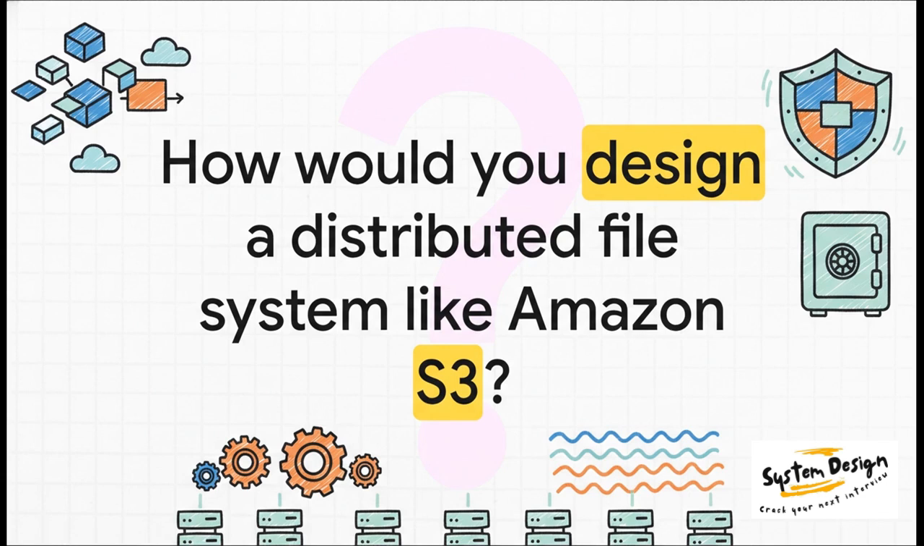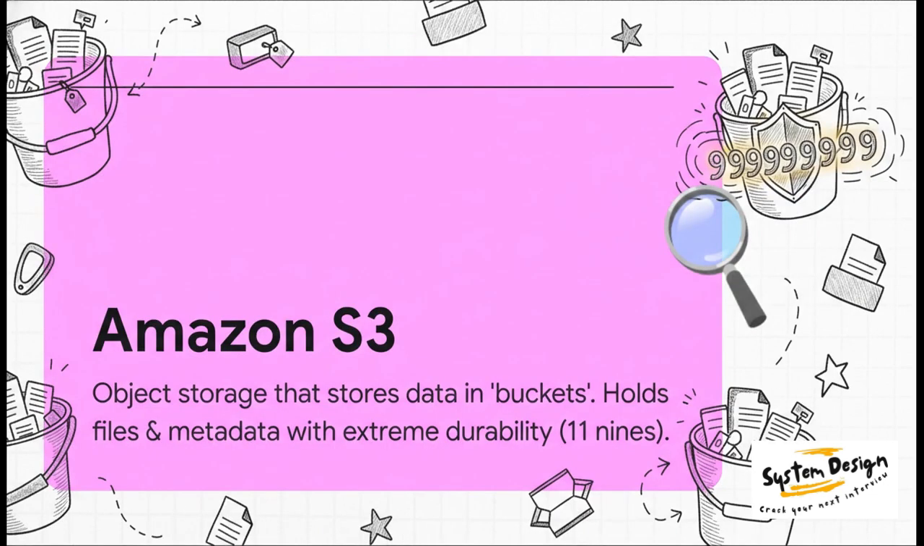Before we even think about drawing a single box on the whiteboard, let's make sure we're all on the same page. What exactly is Amazon S3? So, at its heart, S3 is just a giant object storage system. It doesn't really use folders in the traditional sense. Instead, you have these things called buckets that hold objects. And an object? It's just a file plus some extra info about it, metadata. The real kicker here, the thing everyone talks about, is its legendary durability. We're talking 11 nines of durability, which basically means your data is ridiculously, unbelievably safe.